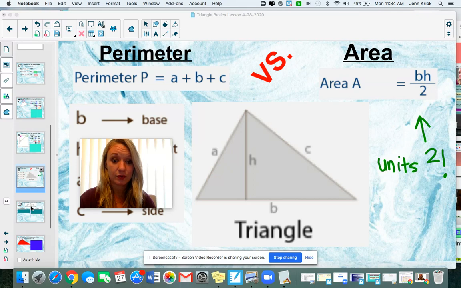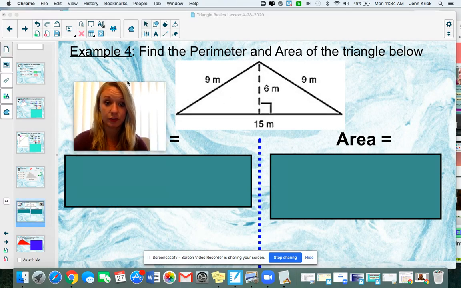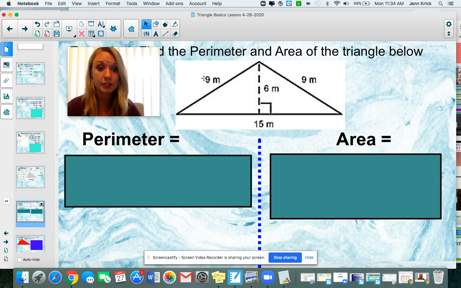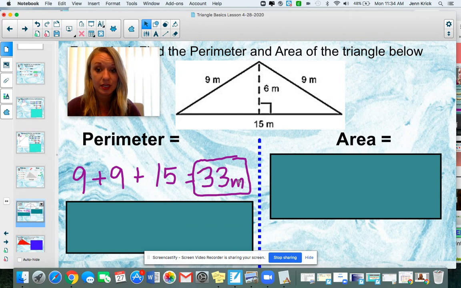If I gave you this guy here, so you've got this triangle, and I asked you to find the area and the perimeter. Let's start with perimeter. Perimeter just means that we need to add up all three sides on the outside. So you've got 9 plus 9 plus 15. That gives us 33 meters. Notice the M here, you need to include your units in your answers.